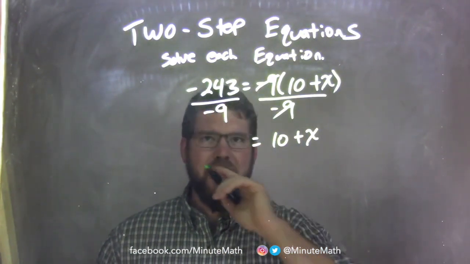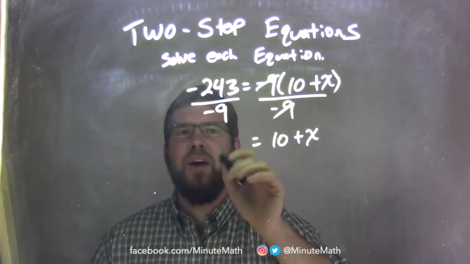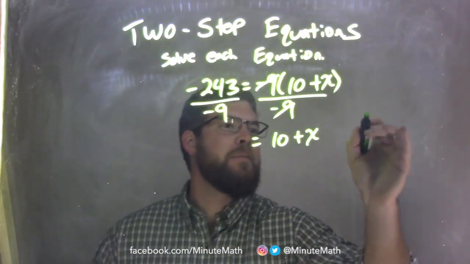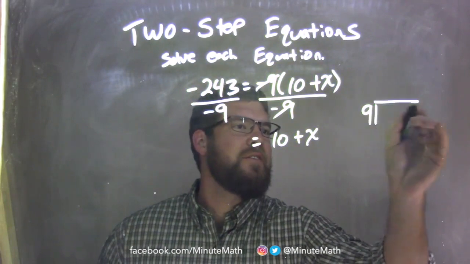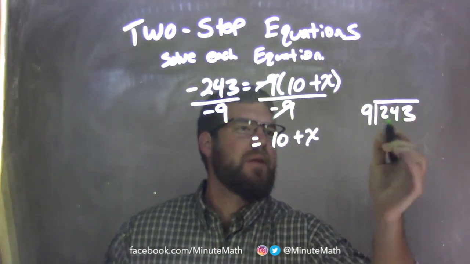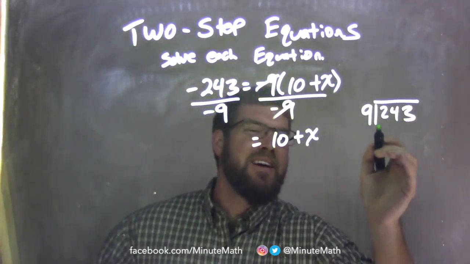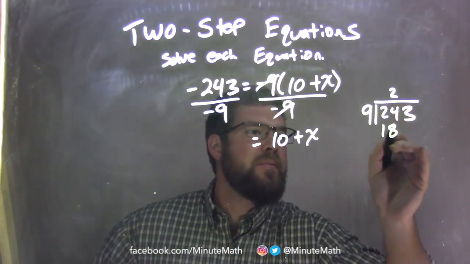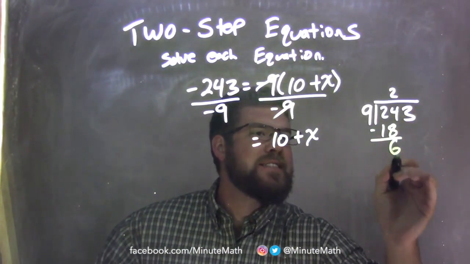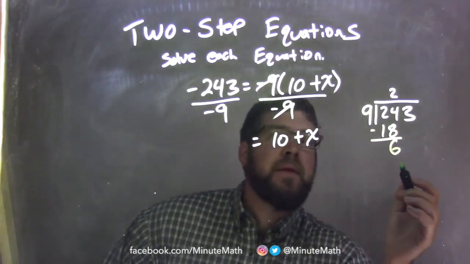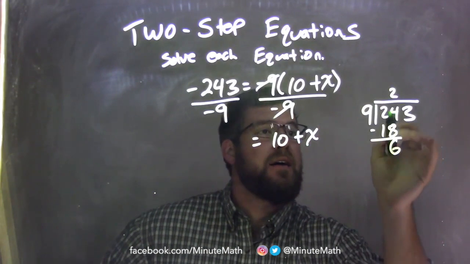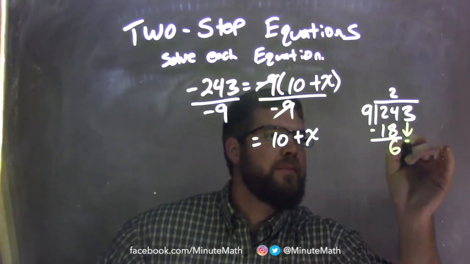Fantastic. Well, now I have 243 divided by 9. Let's do some long division, okay, because I don't know that off the top of my head. So 9 goes into 243. Well, 9 goes into 24 2 times with 18, right? 2 times 9 is 18. Let's subtract them. I have a 6 here, okay? Well, how many times, right, I'm going to bring down the 3.